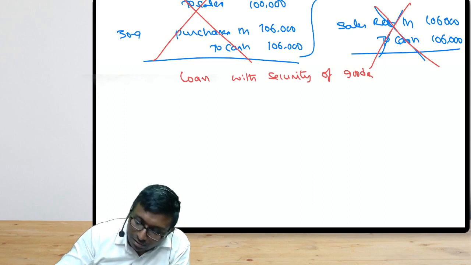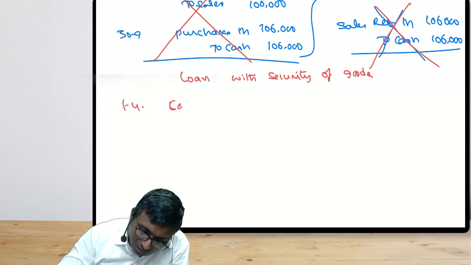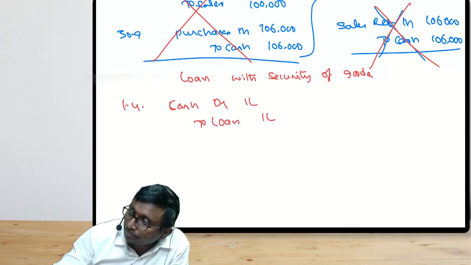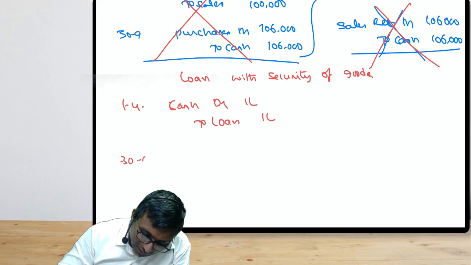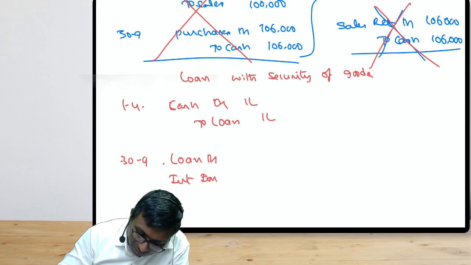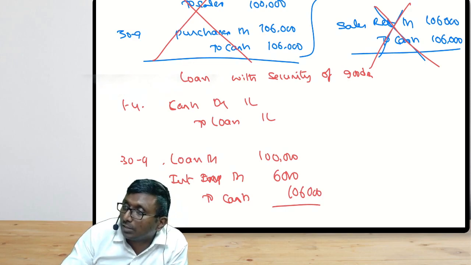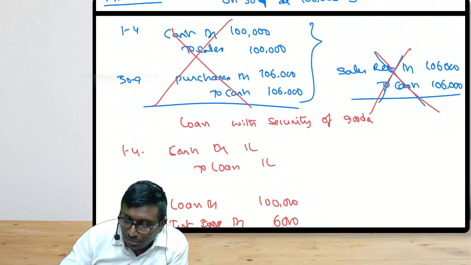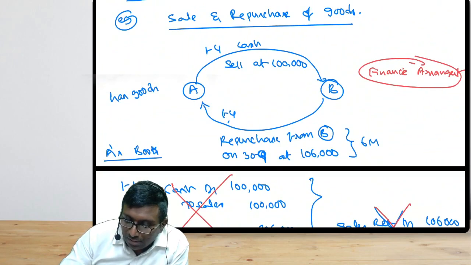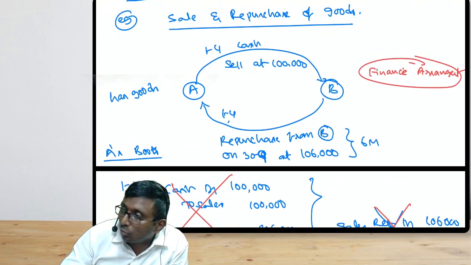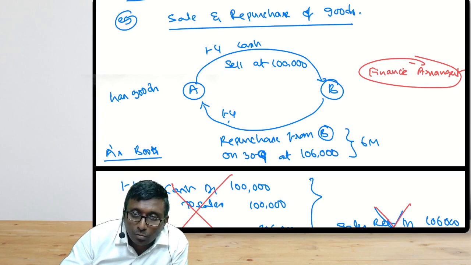Understood? Right. So on 1 4, what is the journal entry you should record? A should record cash account debit to loan account, not sales account, 1 lakh. On 30th 9, what are you supposed to do? Loan account debit, interest expense account debit to cash. Loan is 1 lakh, interest is 6,000, total 106,000. The entry. What is sale and repurchase agreement? Have you noted? Yes or no?